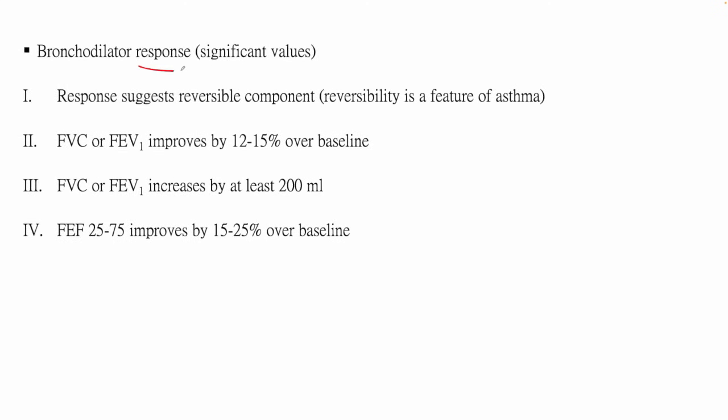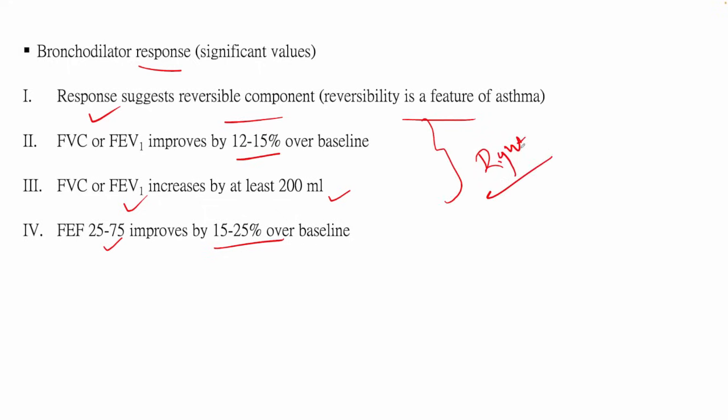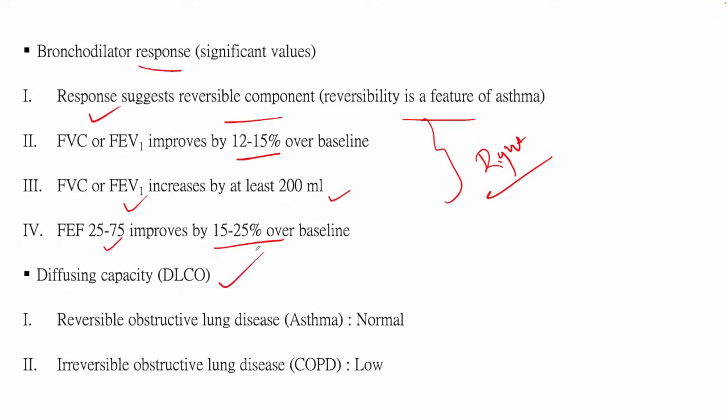Bronchodilator response or significant values. Response suggests a reversible component. That is, reversibility is a feature of asthma. So there you can give the correct treatment at the correct time. At that time there is a chance of the reversible component of asthma. Or FVC or FEV1 improves by 12 to 15% over the baseline when there is a bronchodilator response. Or FEV1 increases by at least 200 ml. Or FEF 25 to 75 improves by 15 to 20% over the baseline. So the following are the right choices or right treatment in the bronchodilator response. Or diffusing capacity, DLCO.